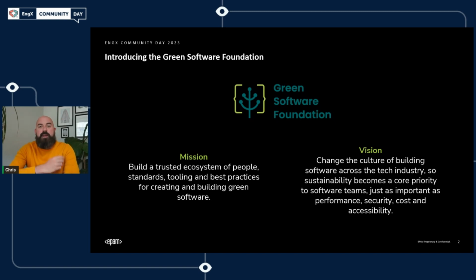A lot of the material is also open source and Creative Commons, so some visuals you'll see are taken from the Green Software Foundation.